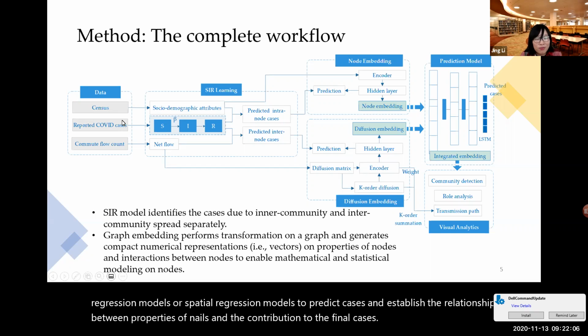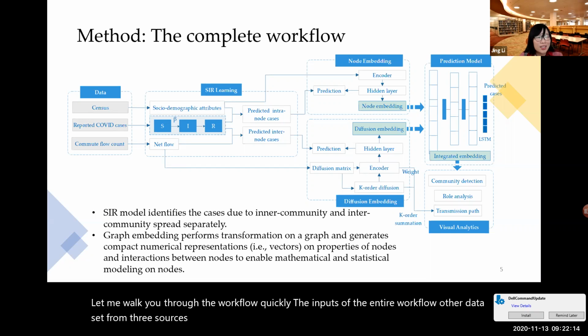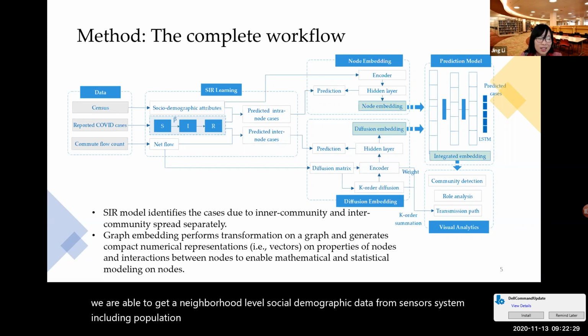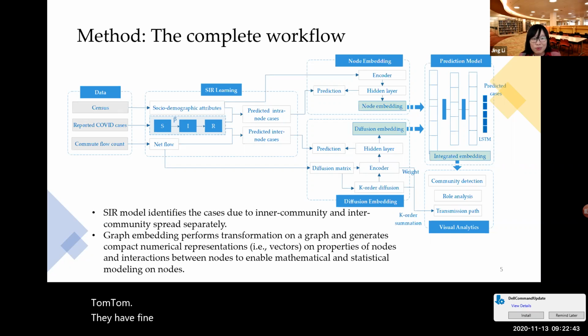Let me walk you through the workflow quickly. The inputs of the entire workflow are datasets from three sources. The first one is the social demographic data from census. We are able to gather neighborhood level social demographic data from the census system, including population, poverty, employment, and health status. And we also gather COVID cases from local public health agencies, as well as the commute flow count from our data partner, TomTom. They have bi-level daily commute flow count information for different regions within our study area.